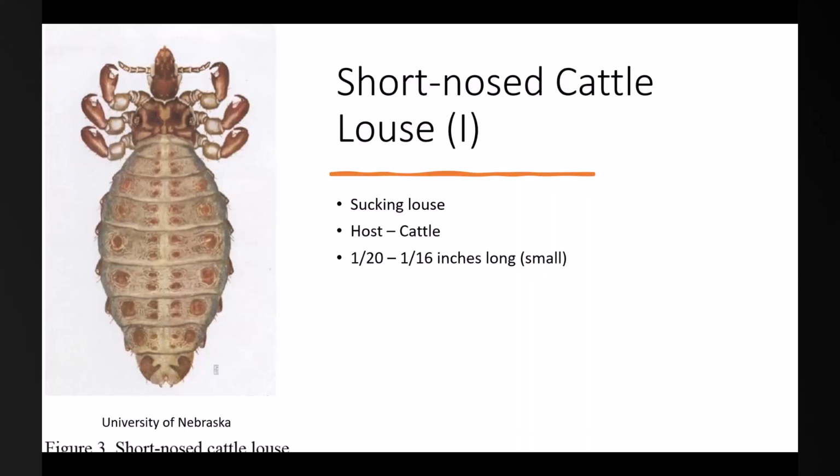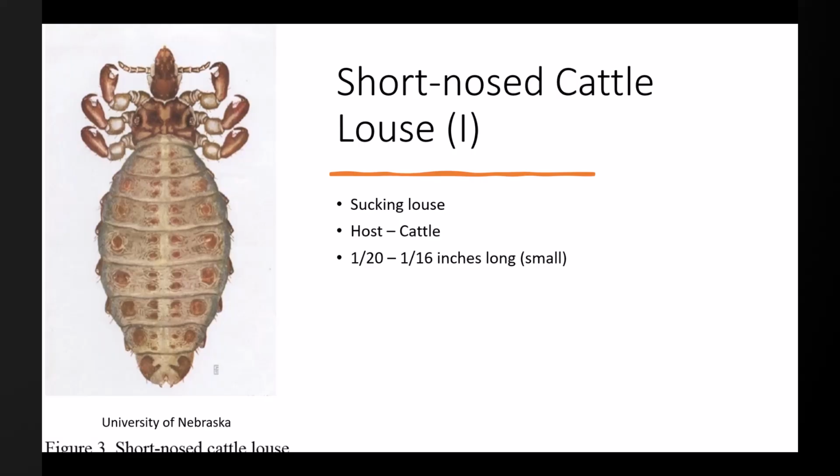And then finally, for intermediates and seniors, the short-nosed cattle louse, so also a sucking louse, very small. The host is cattle. Where it's found is in the name of the insect, so that would make it pretty easy if it was a matching question.